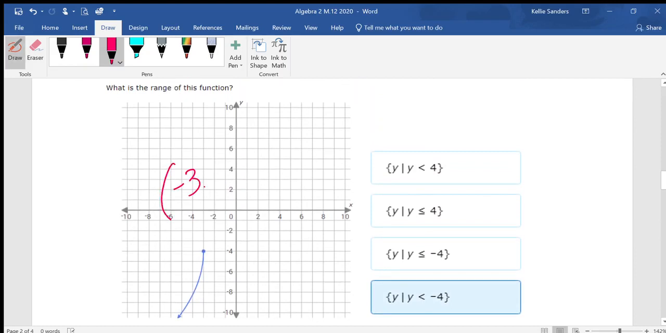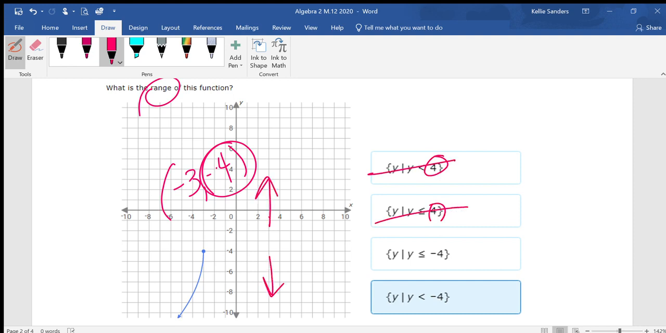This is at -3, -4. We're looking for range, so we're doing -4. This is a +4, that's a +4, so it's not going to be that one. Are we going up or are we going down? We're going down. So down is less than, but it's closed, which means equal, so it's going to be that one.